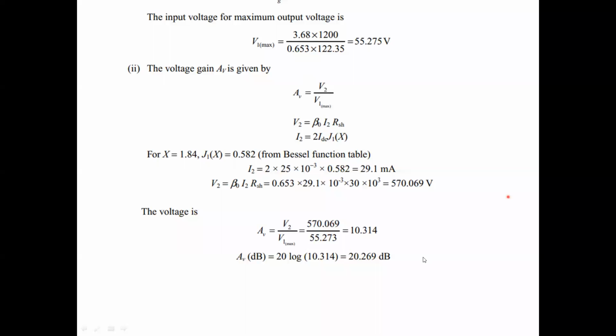So by using the V2 value, substitute this value in the numerator. The denominator we already have from the previous answer, 55.27, which is equal to the input voltage. So output voltage divided by input voltage gives the gain, and we convert it into gain in decibels. Answer equals 20.269. So the problem is solved, the solution for the problem is completed. Let me move to the next slide, next problem.